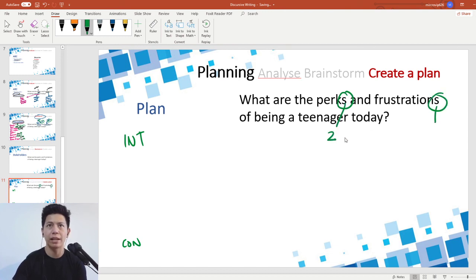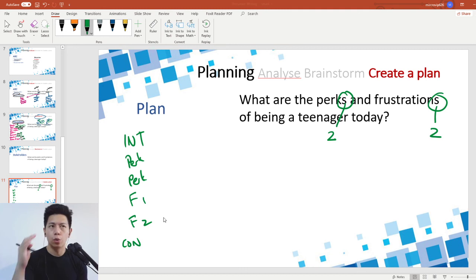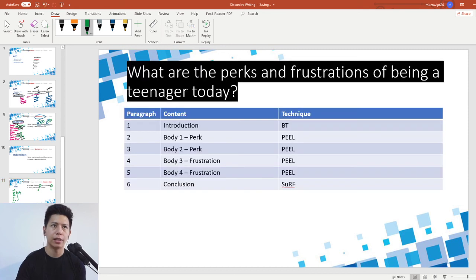You know that you gotta have 2 perks, 2 frustrations. So I will have 2 perks. Perk 1, perk 2, frustration 1, frustration 2. Voila. I'm doing the minimum, and I believe that's enough because I will have a lot to elaborate on later on. So 1 introduction, 4 body paragraphs, 1 conclusion, right? Everything here is called the body paragraphs. In a simpler form, it will look like this.